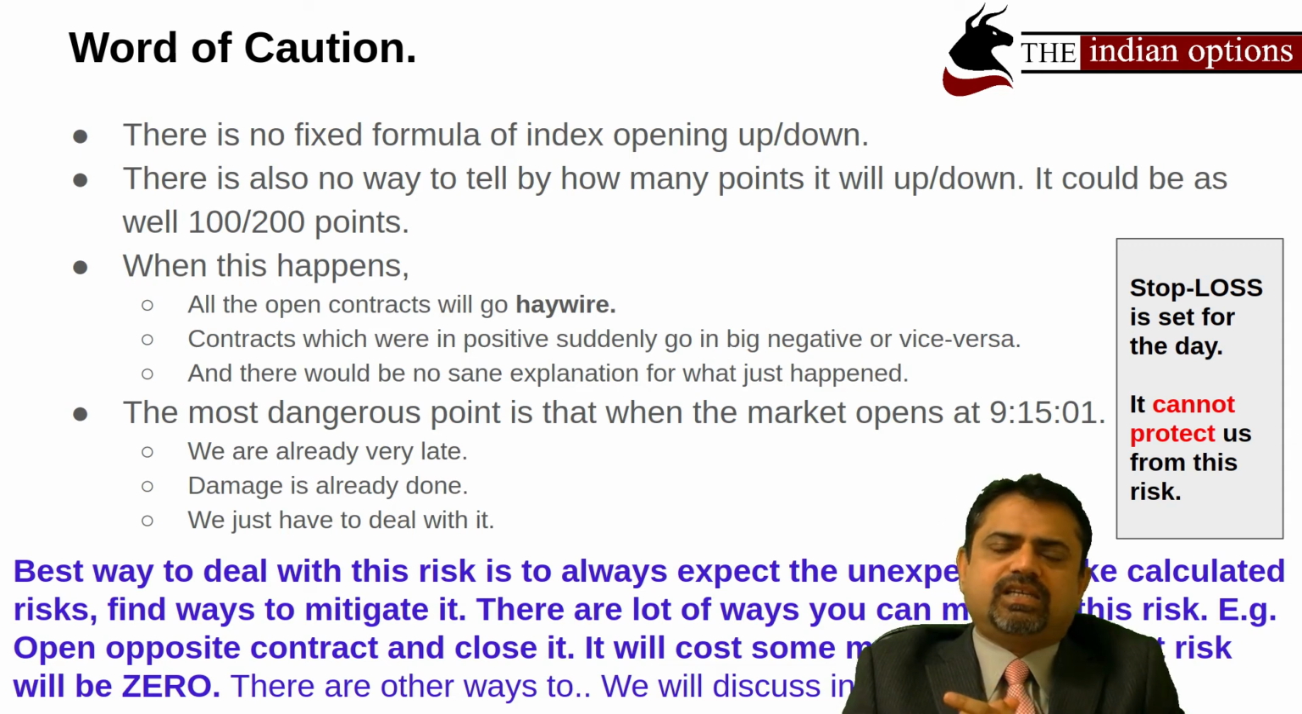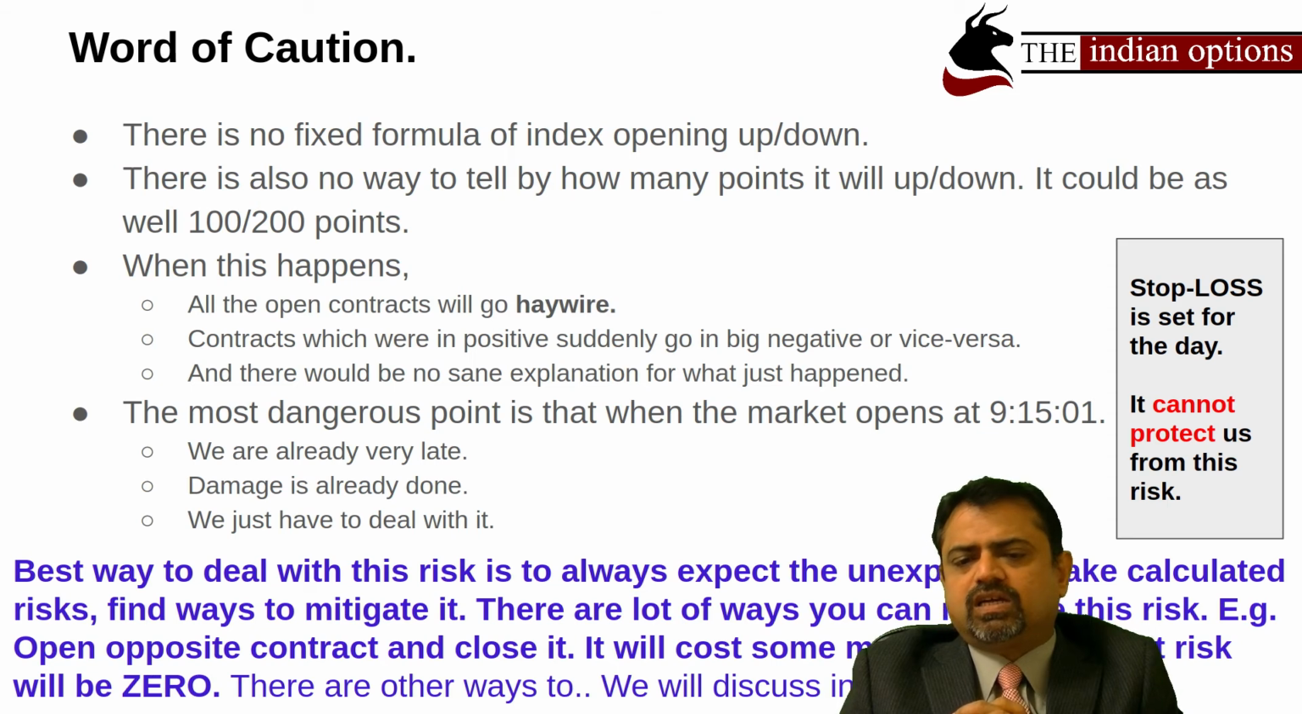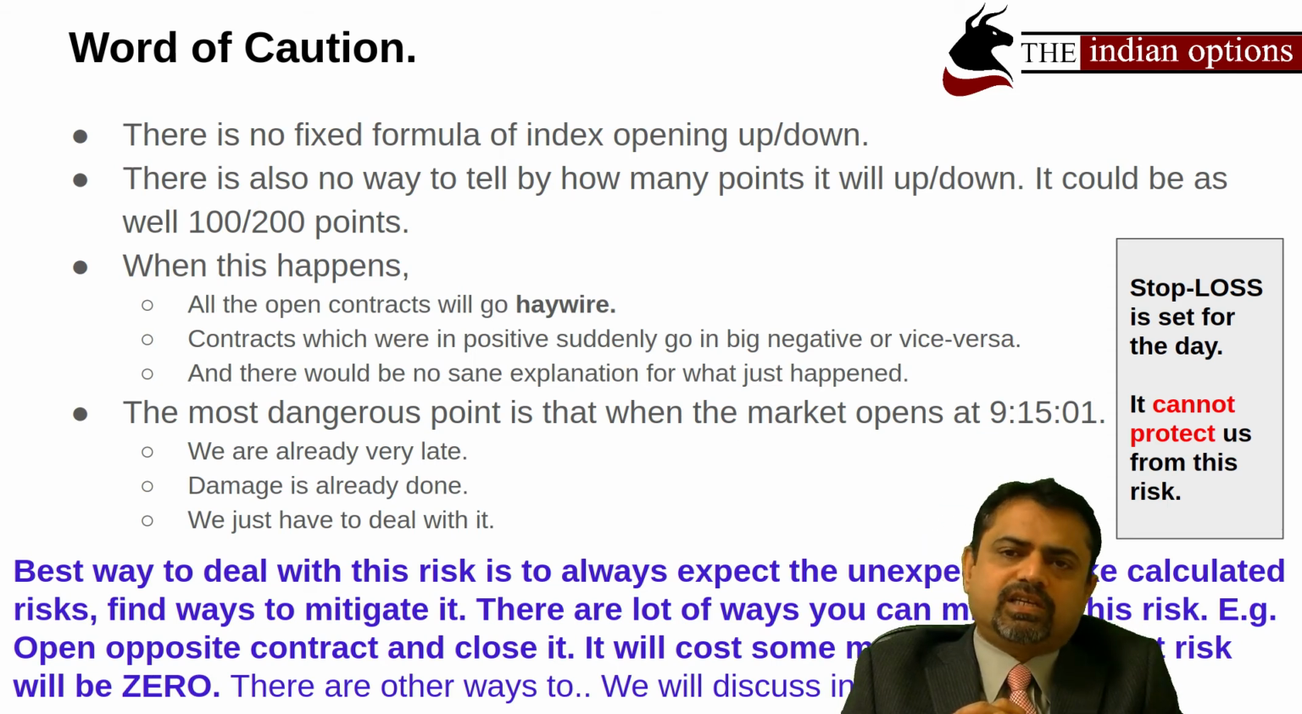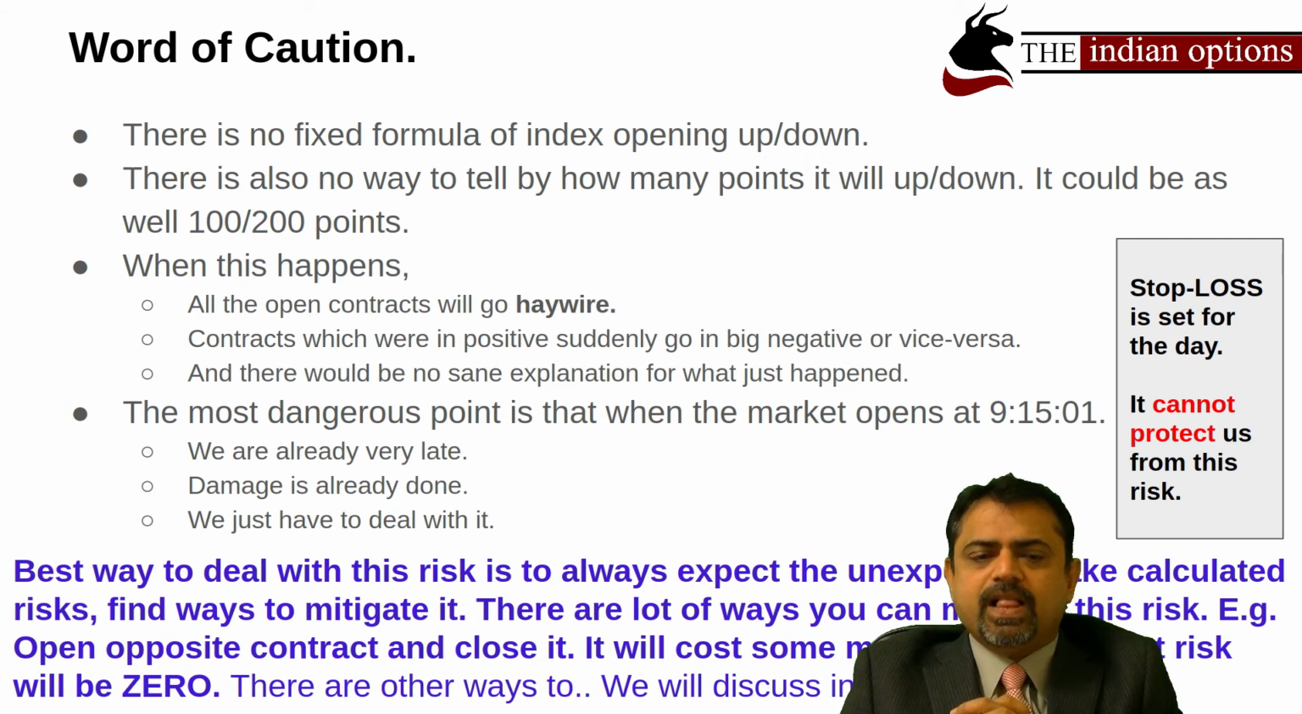So as a risk and as a word of caution, just understand that the market could go up and down any number of points at any time. There is no special guarantee or fixed formula for this. It could affect your premiums or your contracts in a positive way or in a negative way. Make sure you understand what you really want to do with your trading behavior. The best way to deal with this risk is to always expect the unexpected. Take the calculated risk.